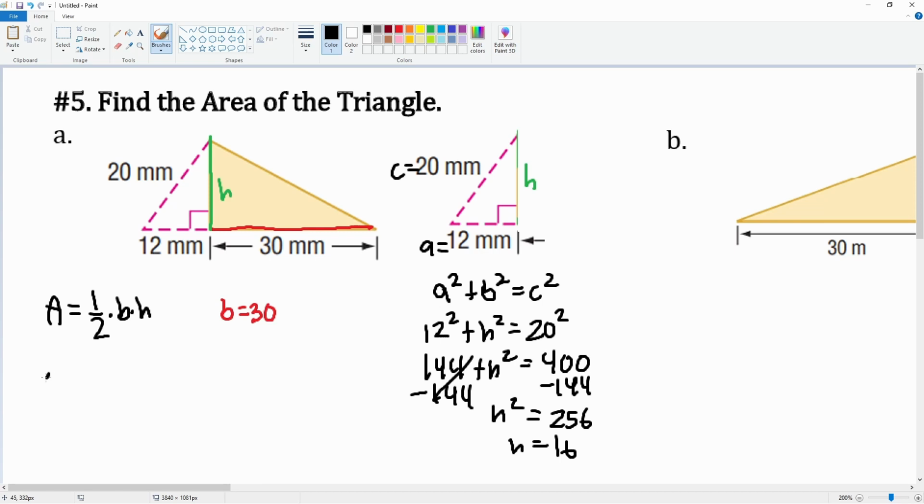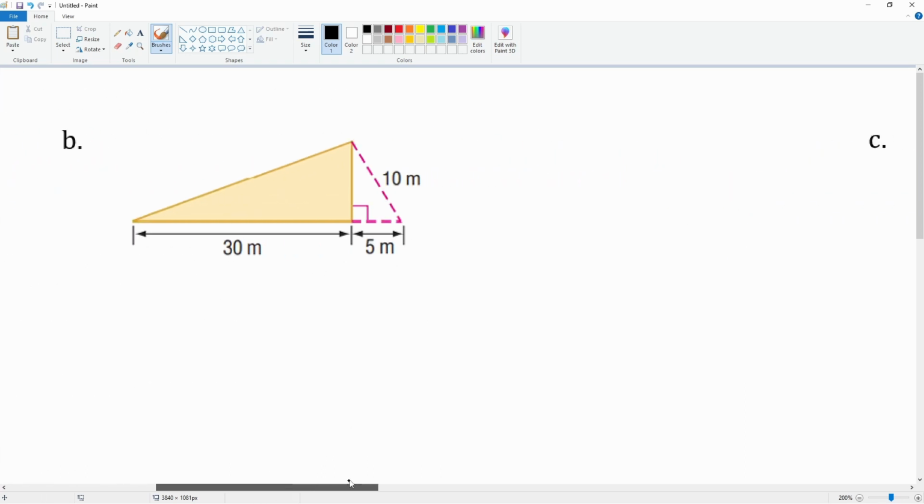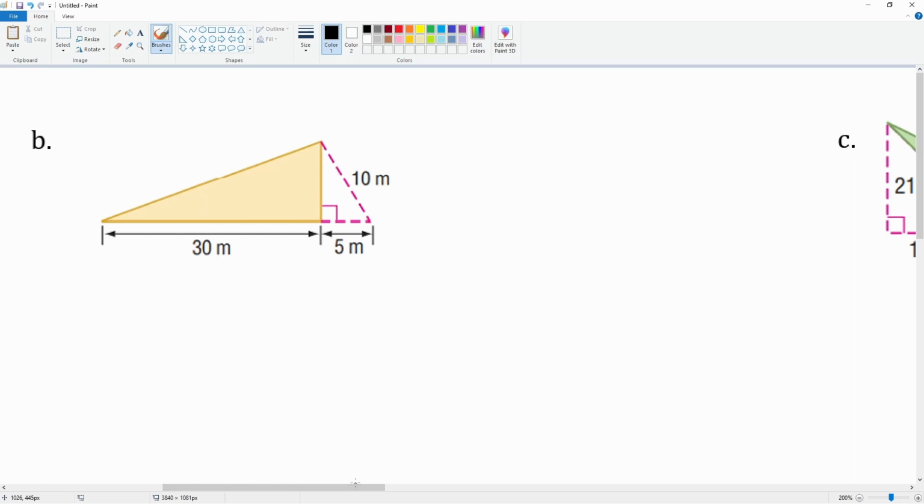All right, you can plug it in. Area is equal to 1/2. The base we know, which is 30. We labeled it. And the height we just figured out, which was 16. Plug this into the calculator and see what you get. Area equals 240 millimeters squared.